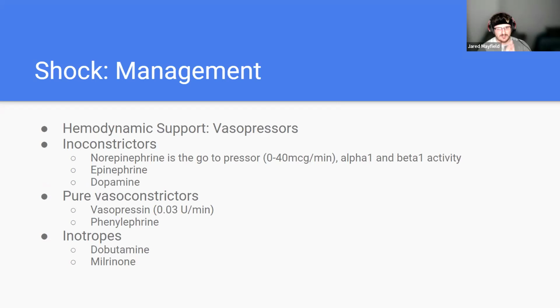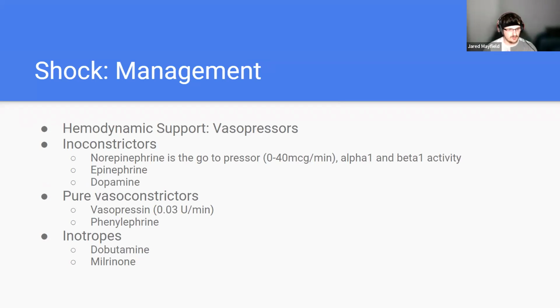More hemodynamic support are vasopressors. There are three types. You have the vasoconstrictors, the pure vasoconstrictors, and the inotropes. In terms of the vasoconstrictors, the one you're probably always going to say is norepi, at a rate of 0 to 40 micrograms per minute. It has alpha 1 and beta 1 activity. The others are epi and dopamine.